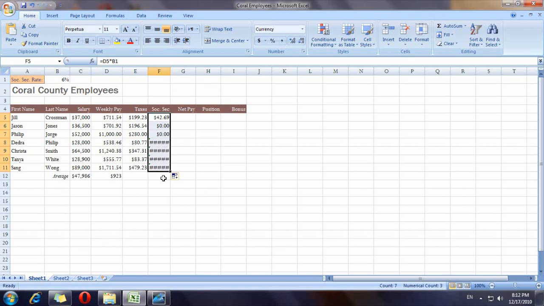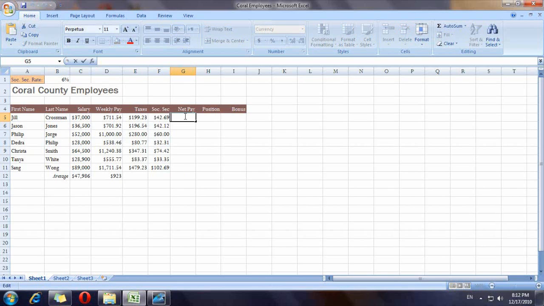Oh, well, that doesn't look right, so let me see what I did. The problem here is that B1 is not fixed in place. When I filled it down, this green box moved down. So to prevent that, I'm going to press F4, and then I'm going to fill it down, and then problem solved.